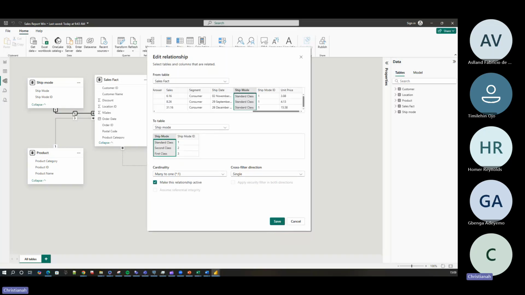on the sales table. So if you look at it now, my first table is the sales facts table, and then the ship mode is the second table. So I linked it by the key. It should be this: the ship mode ID and the ship mode ID, then is many to one, and then I saved it.